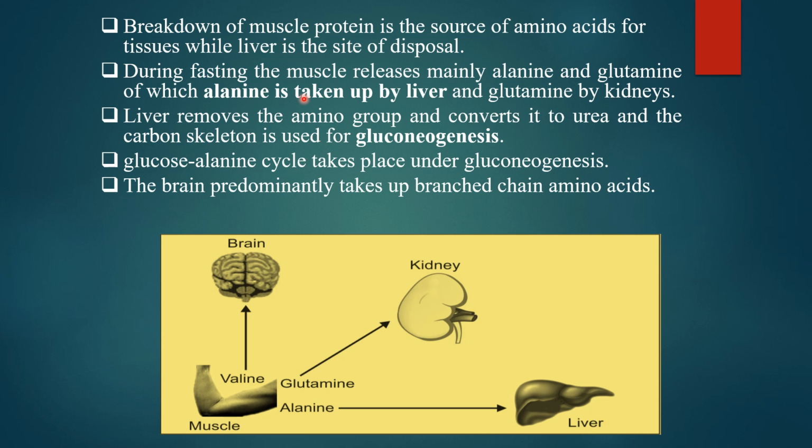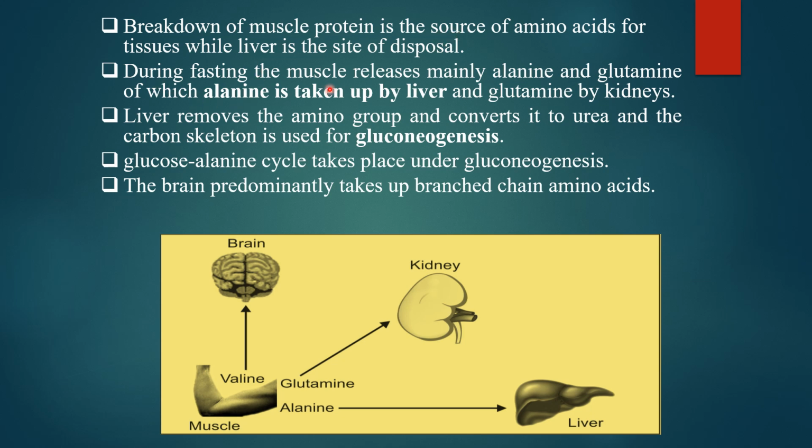ammonia nitrogen is lost in the form of urea, and that conversion of ammonia to urea happens only in the liver, and from the liver it is thrown out into the blood, and from blood to the kidneys. So the main disposal site is the liver.